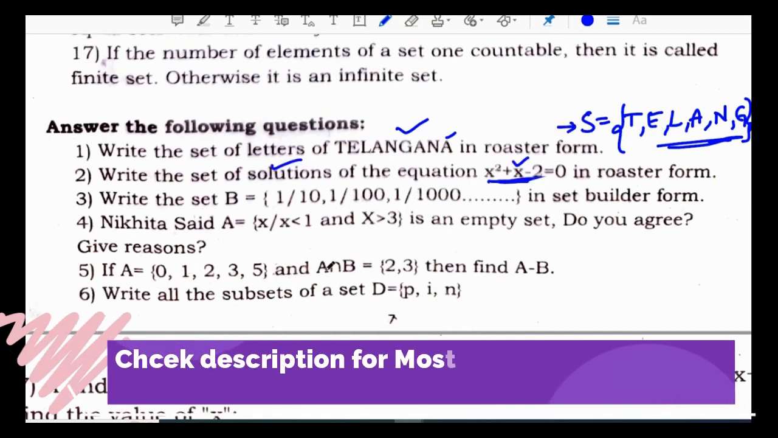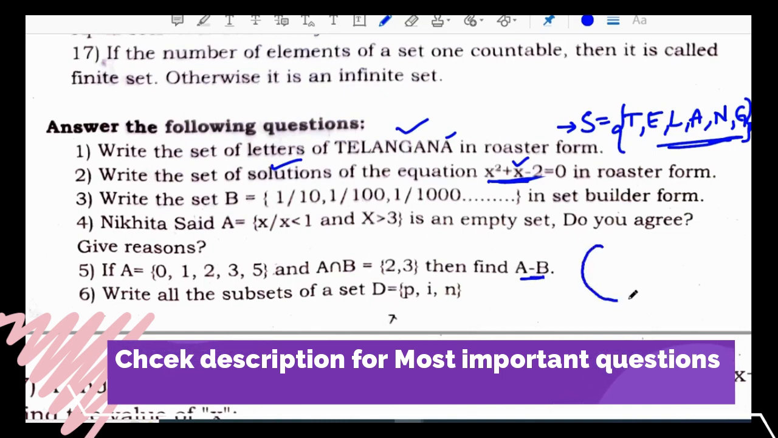A is equal to {0, 1, 2, 3, 5}. A intersection B is {2, 3}. Find A minus B. The question seems very difficult, but if you draw a Venn diagram, it will be easy for you, students. So there are two sets. We'll name them A and B. A set is {0, 1, 2, 3, 5}. A intersection B is {2, 3}. So 2, 3 is A intersection B.